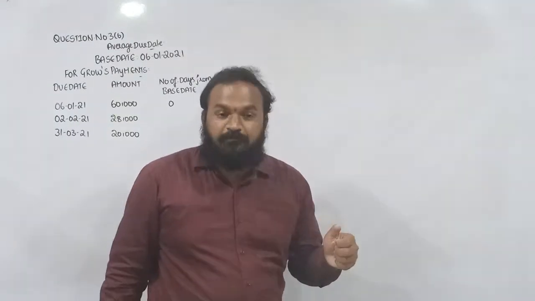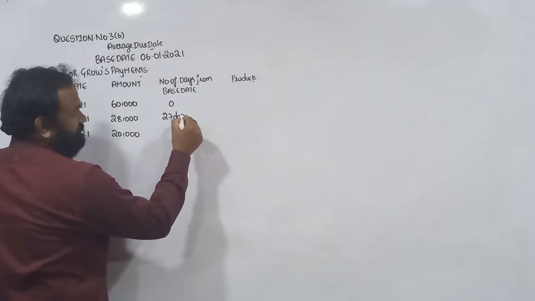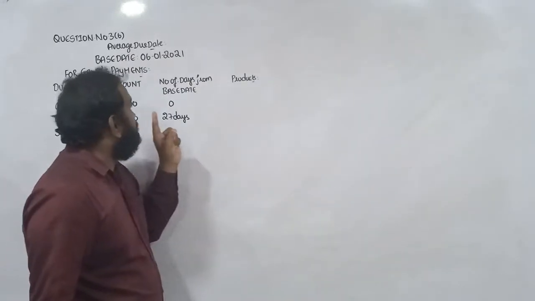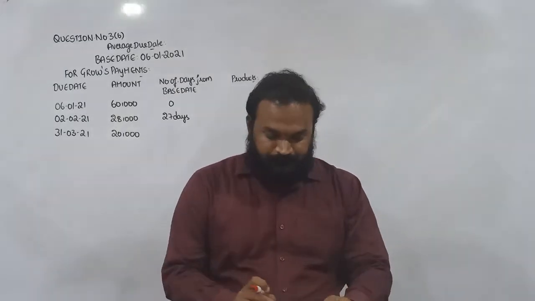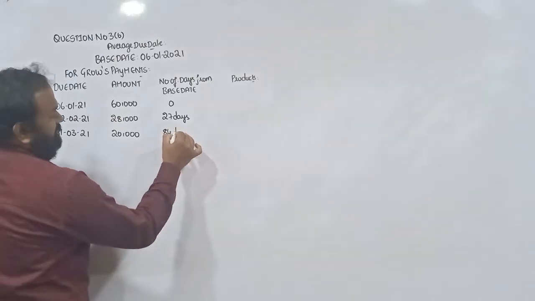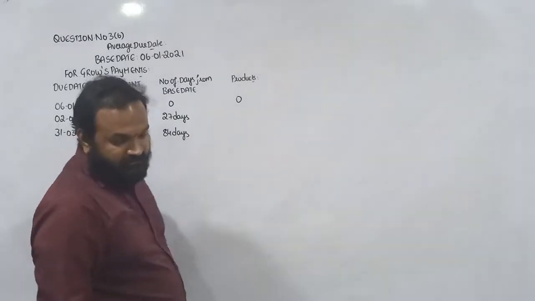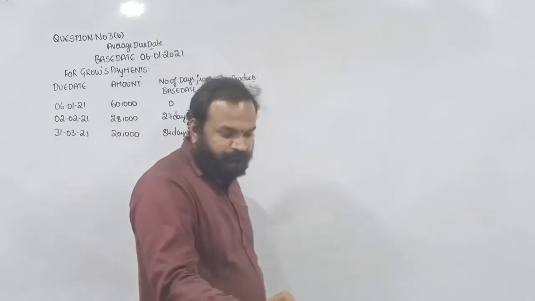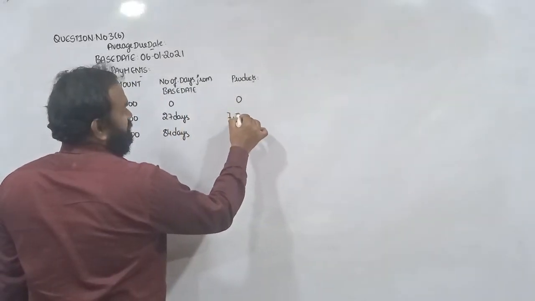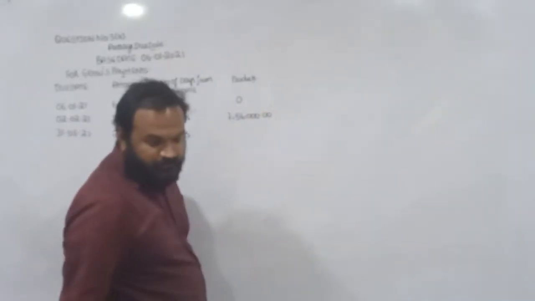February, so 25 plus 2, 27 days. Okay na? Next, 6th January to 31st March, 25 plus 28, 53 plus 31, 84 days. So 60,000 into 0, 0. 28,000 into 27. It's how much? 7,56,000. Next 20,000 into 84.